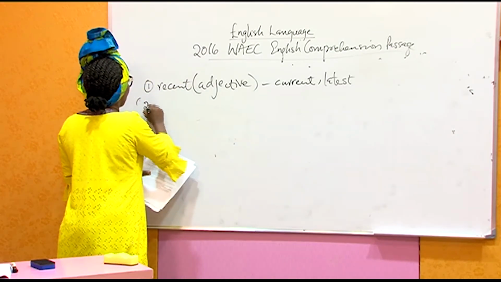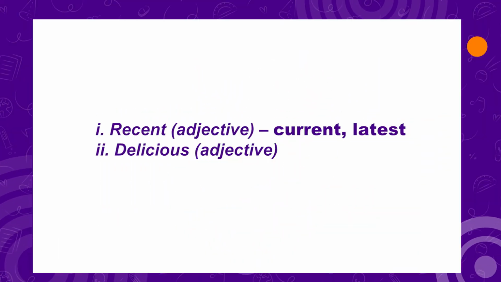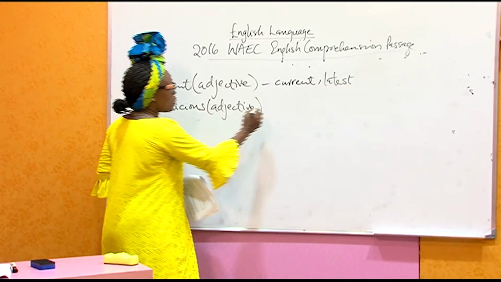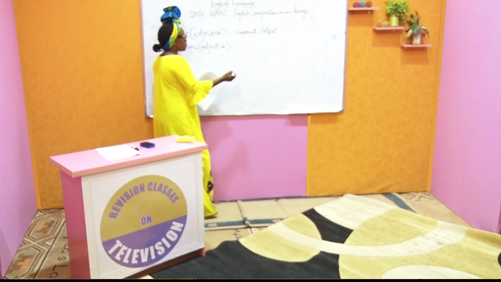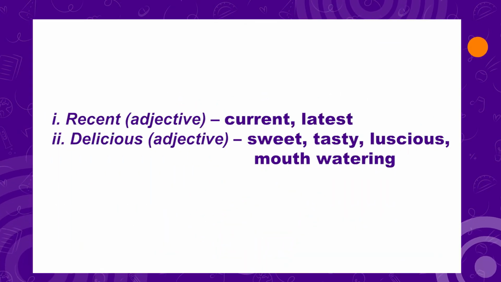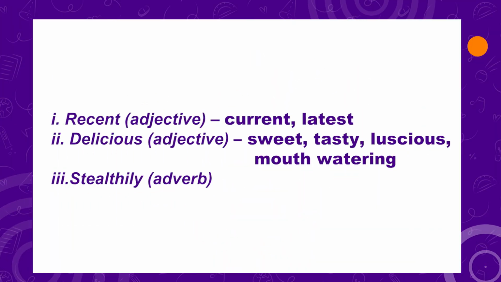Okay, we'll go to the next one. The next one is delicious. Delicious is an adjective. You must replace it with another word, and I'm sure you know what delicious is: food that is very tasty and sumptuous. Then we'll use a word that will replace it properly. You use sweet or tasty or luscious, or you use mouth-watering.